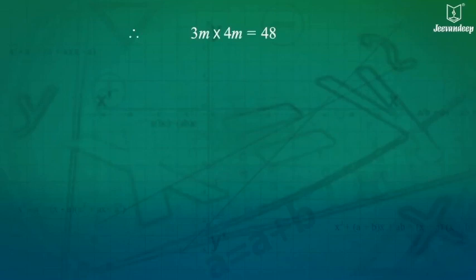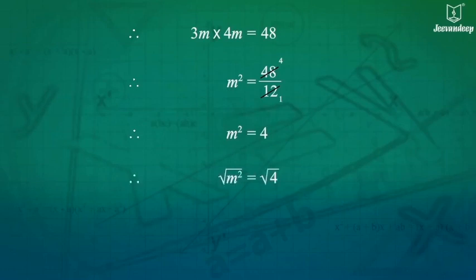Thus, 3m into 4m is equal to 48. Or 12m square is equal to 48. Or m square is equal to 4. Therefore, m is equal to plus minus 2.